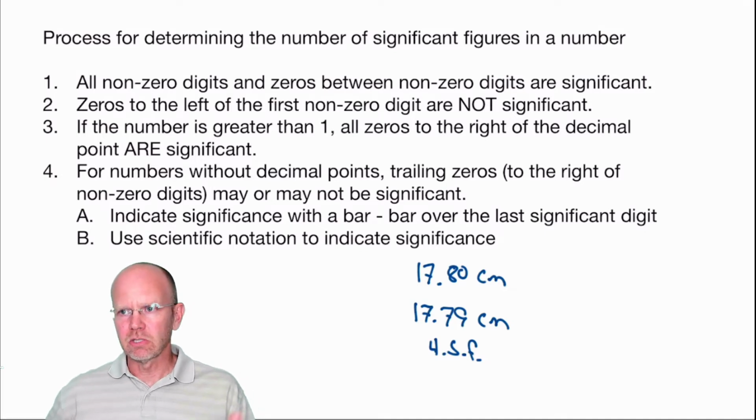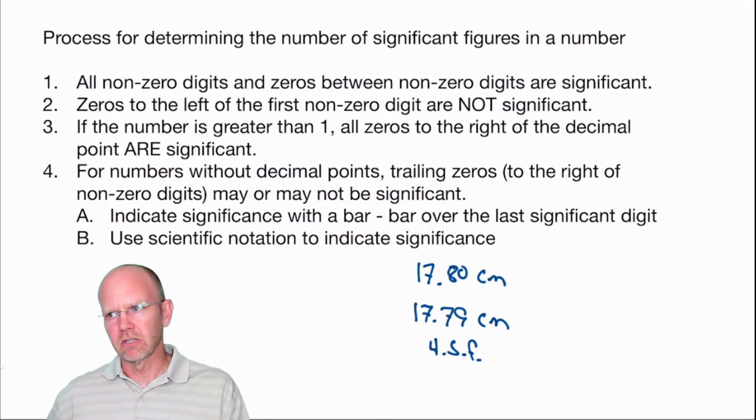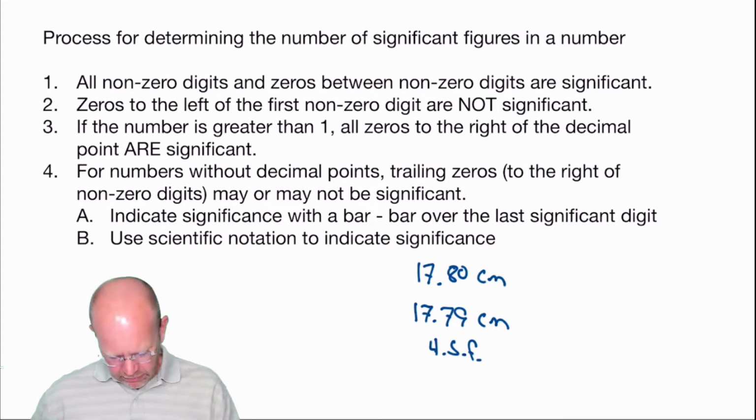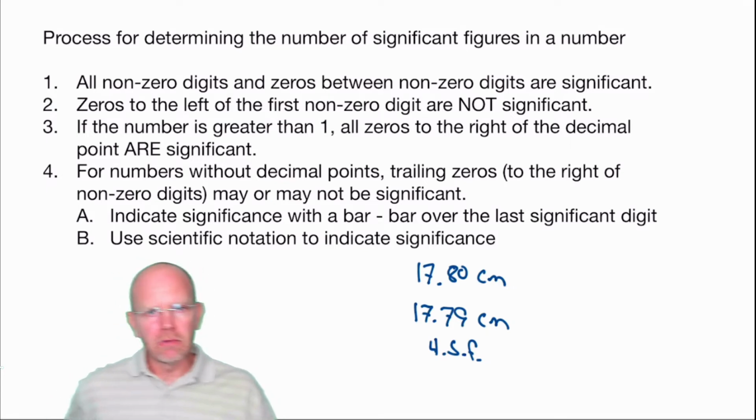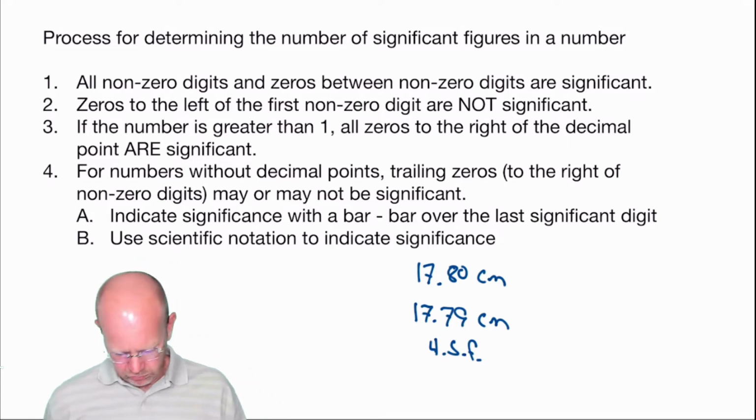So if a number is greater than 1, all of the zeros that are to the right of the decimal point are significant. So as we already know, all 4 of the digits in that number are significant, and by writing the number 17.80, we would have communicated that to the reader of that number, and they would also understand that. Okay, so let's do another example to deal with this last rule.